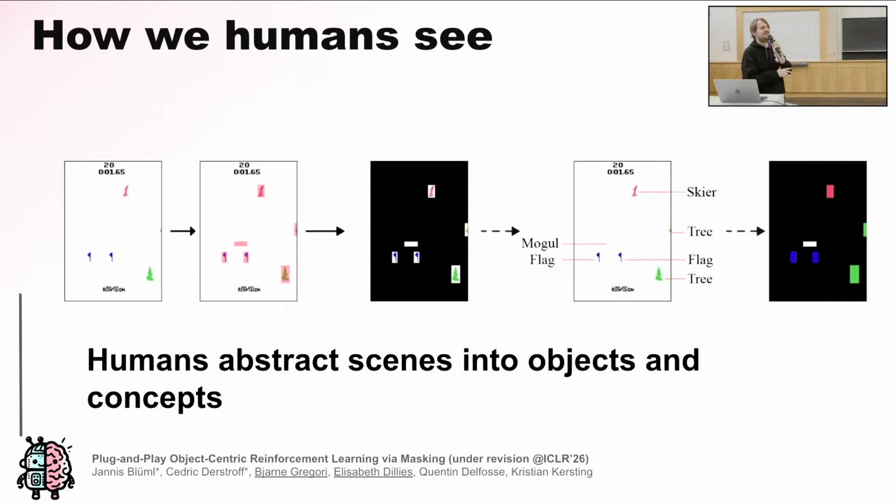But what we often do is we abstract scenes. So we don't care if the tree is orange or green, if the flags are blue or white, or if the player is this pixel sprite or a different pixel sprite. So what we now do is we want to do the same with agents. Instead of looking at the image, as it has been done for the last 20 years, we thought, okay, maybe we can abstract it away.